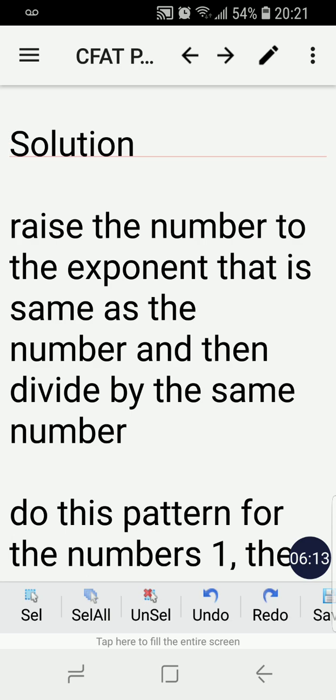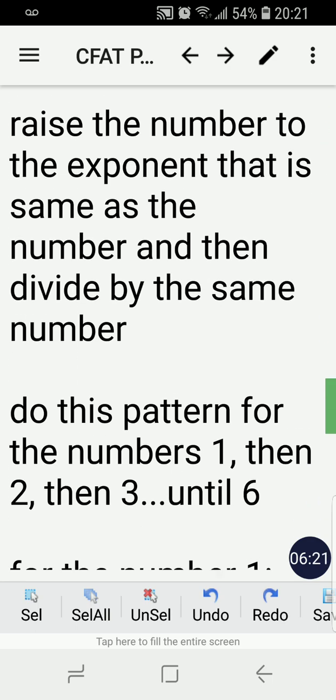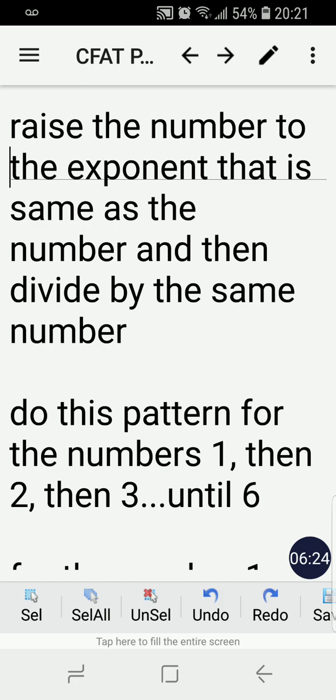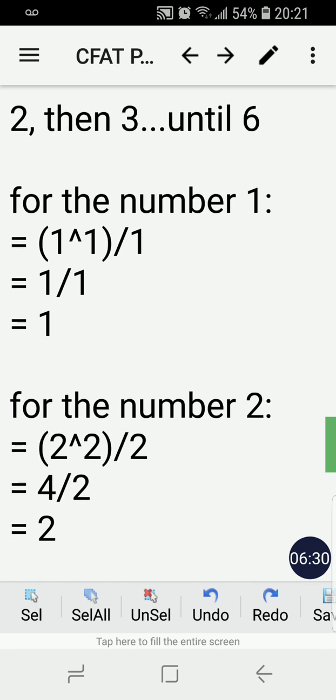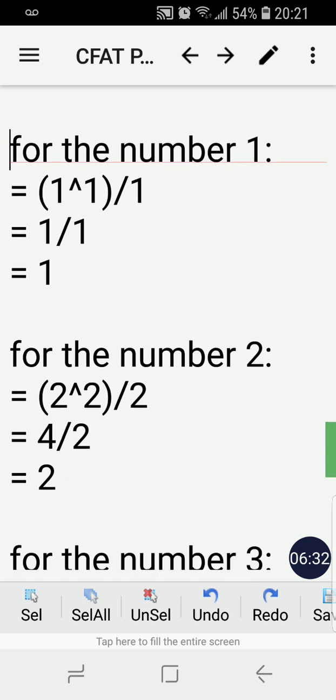Raise the number to the exponent that is the same as the number and then divide by the same number. Do this pattern for the numbers 1, then 2, then 3, and so on until 6. So for the number 1, this is the easiest part. 1 raised to 1 divided by 1 is equal to 1 divided by 1 is equal to 1.